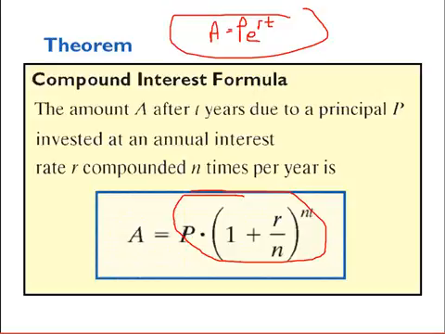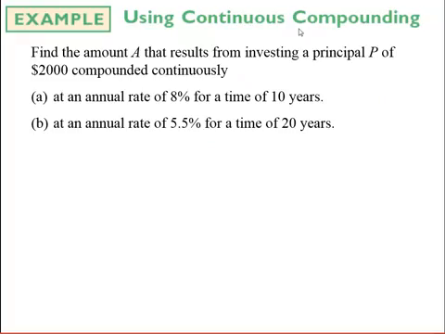That would be our compound formula. So this is a little funny, right? So when we say compound interest, we're meaning compounding n times per year. And when we say continuously compounding interest, we're meaning n is infinite when we have our PERT formula.